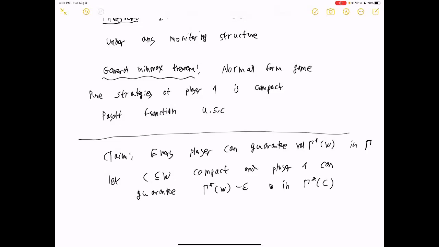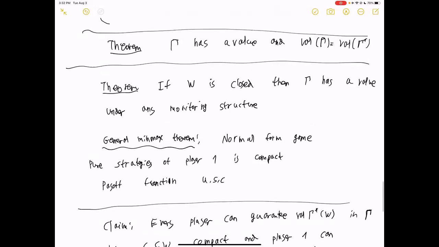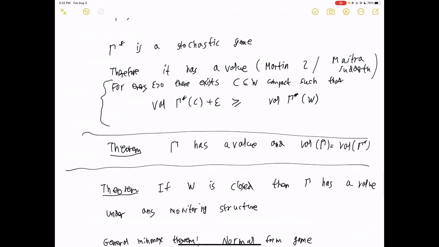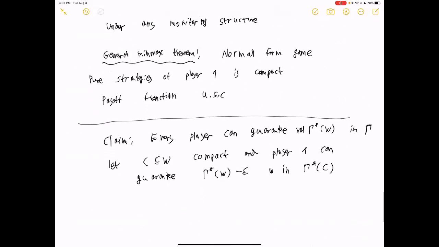But gamma star C is the Suders result, right? Sorry, this is the result that you quoted for Suders. Yes, this is the result that I quoted for Martin and for Maitre and Suders. Maitre and Suders actually proved it for the lower value, what the player can guarantee. And what I need here is actually just what they would have proved.